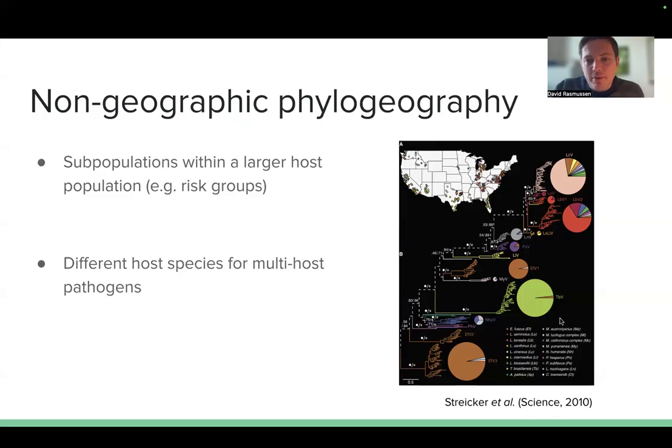And a really cool example of that was this paper by Daniel Streicker that came out in Science a few years ago, where for bat rabies viruses, they wanted to see how frequently these rabies viruses were moving between different bat species in North America. By applying these discrete phylogeographic methods to these bat rabies viruses, they were able to reconstruct how often these viruses were moving between different bat species.